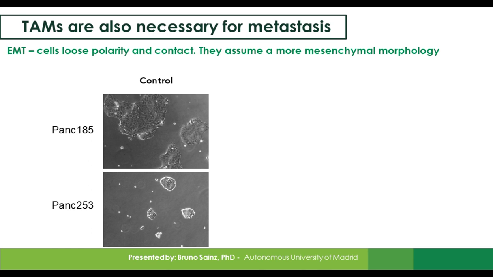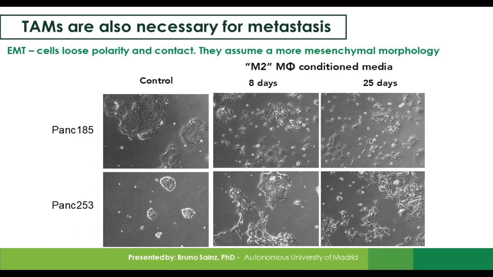In addition, we have shown that one way that macrophages may also promote circulation is by promoting epithelial to mesenchymal transition, or EMT, via secreted factors. In this example experiment, we used patient-derived xenograft primary cultures and treated them with M2 polarized macrophage conditioned medium. What we saw was a clear mesenchymal transition mediated by macrophage secreted factors as early as 8 days and as late as 25 days of treating our primary cultures with macrophage conditioned medium.